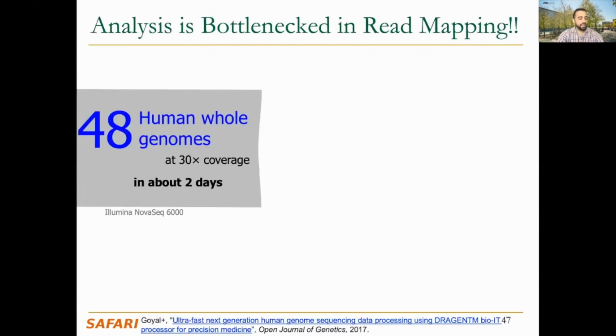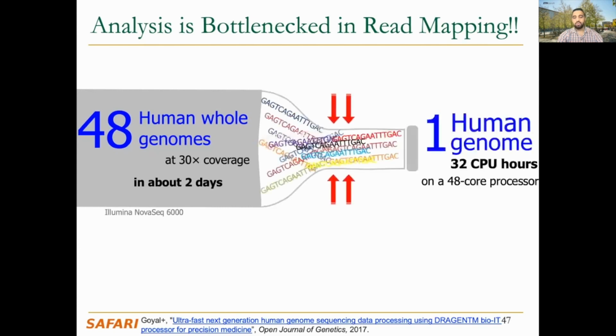When we do the analysis, we can see that read mapping is really the bottleneck. Sequencing can perform this very quickly, 48 human genomes in about 2 days, but when we do the analysis, only a single human genome can be processed in about 32 CPU hours. And that makes it a bottleneck.